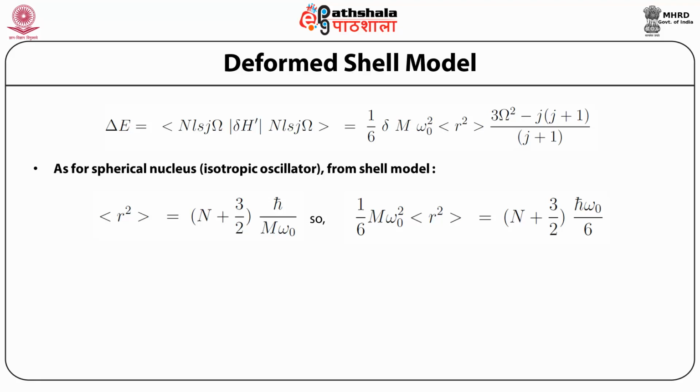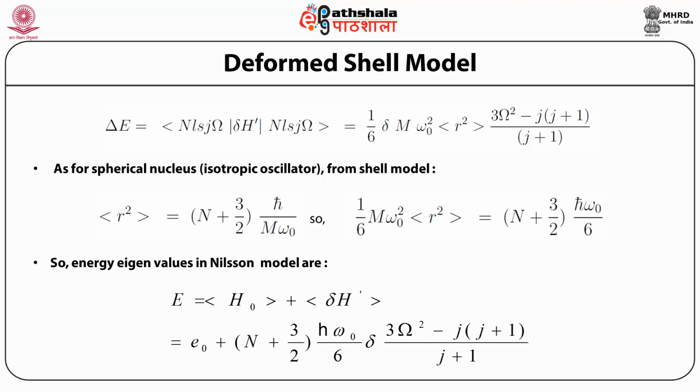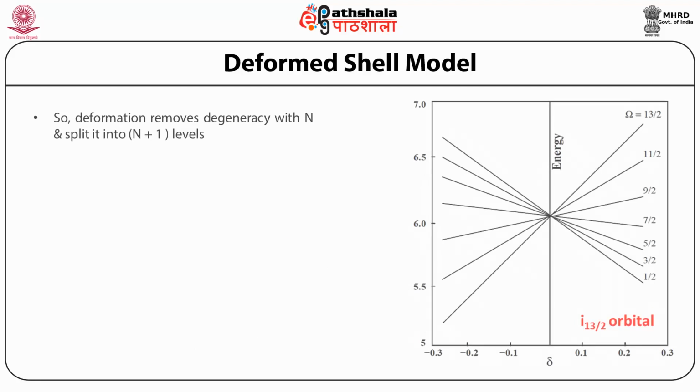So if we want to see the complete expression for the energy, or the energy eigenvalues in the Nielsen model, it comes out to be E is equal to expectation value of H0 plus expectation value of delta H dash, and the expression is E0 plus n plus 3 by 2 h bar omega 0 upon 6 delta 3 omega square minus j into j plus 1 upon j plus 1, where the first term on the right hand side is the energy of the spherical shell model, whereas the second term is due to the deformation, the deformed shell model.